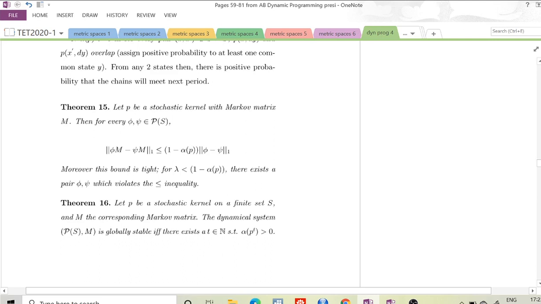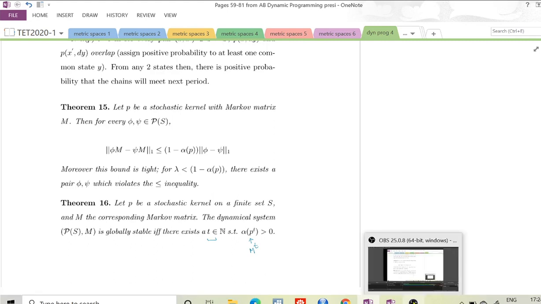So theorem 16 in fact says something more. It says, suppose P is a stochastic kernel and M is the corresponding Markov matrix. The dynamical system is globally stable if and only if there is some time t such that the Dobrushin coefficient of the stochastic kernel P^t, corresponding to the Markov matrix M^t, is greater than 0. So this lecture has gone on for too long, so I'm going to close now and I'm going to interpret theorem 16 when I begin the lecture on stochastic dynamic programming.